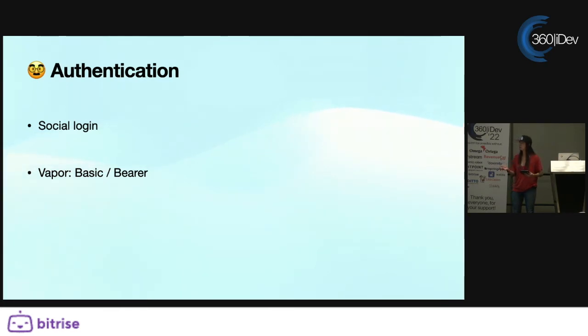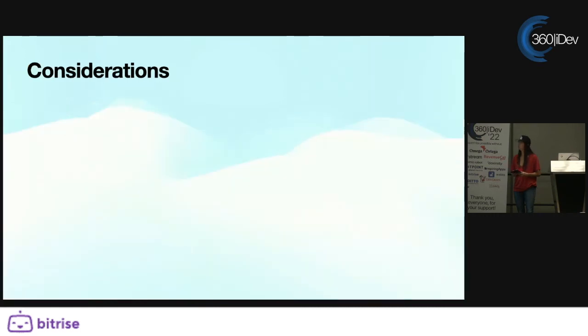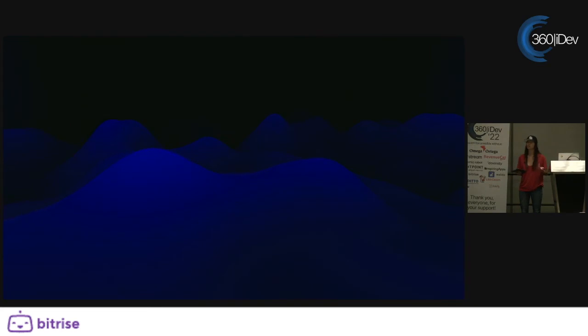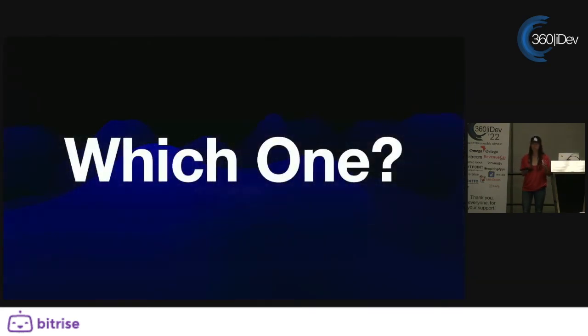But then with Vapor, you can't use it inherently with social logins, but you can use a third-party package that is called Imperial to actually start integrating things like Shopify or Discord. These are the considerations that we have: pricing, data, and authentication. If you couldn't figure out what you want to do with that, we're still wondering what the question is, though. Which one do we use?